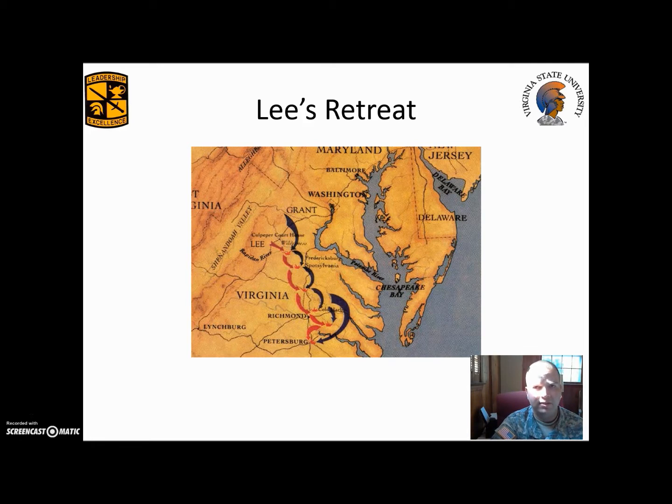With the South's loss at Gettysburg, this led to Lee's retreat. It led to the siege of Petersburg and Lee's surrender at Appomattox Courthouse on April 9, 1865. This was the end of the Civil War.